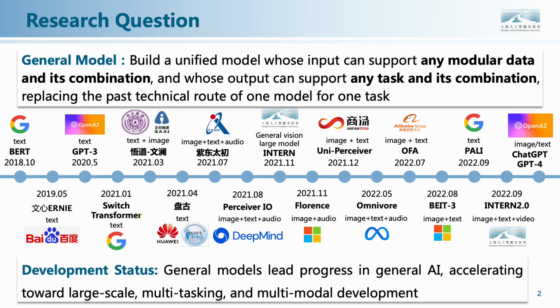In November 2021, our Shanghai AI Lab's generic vision technology system Intern, through more than 1 year of iteration, is now up to Intern 2.0, which is one of the best perception models.